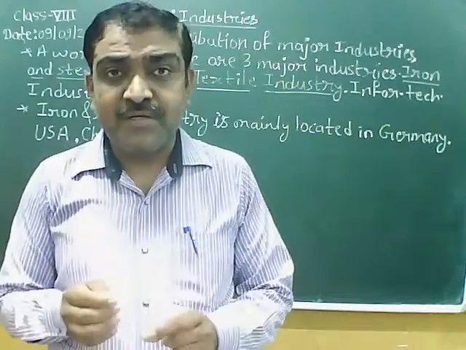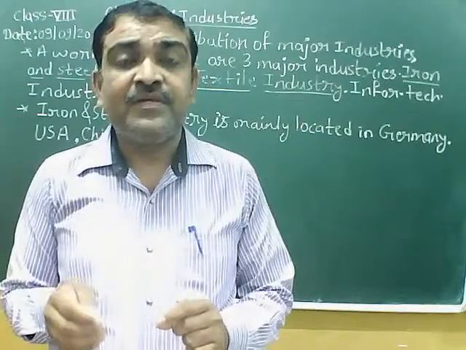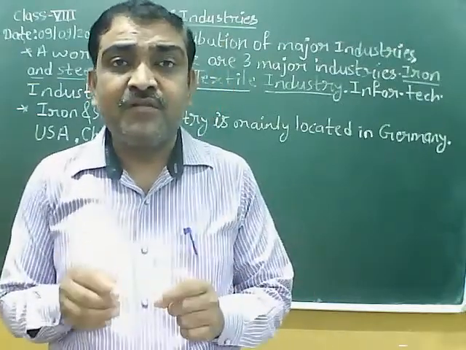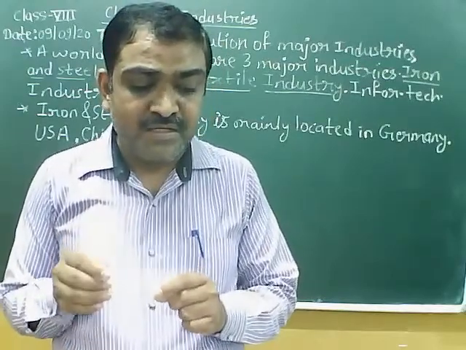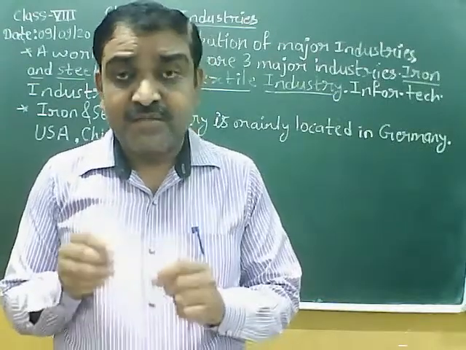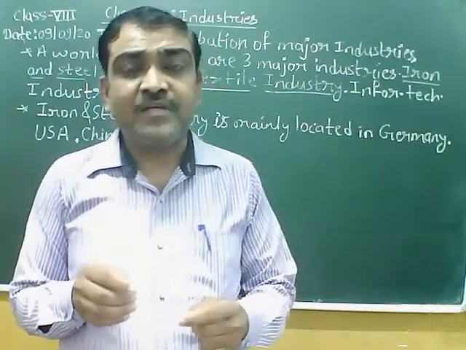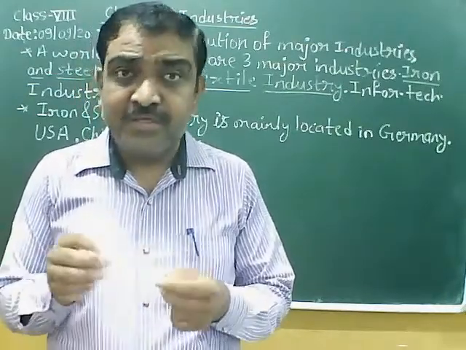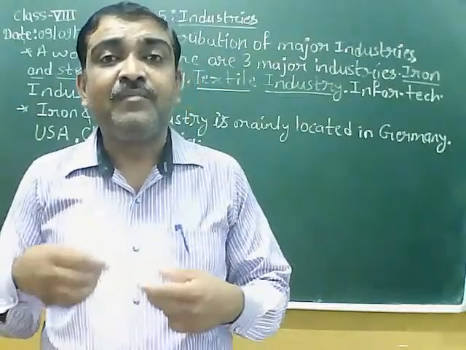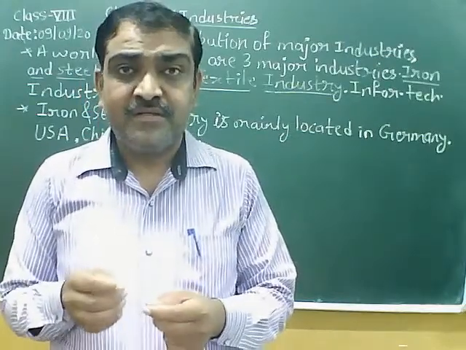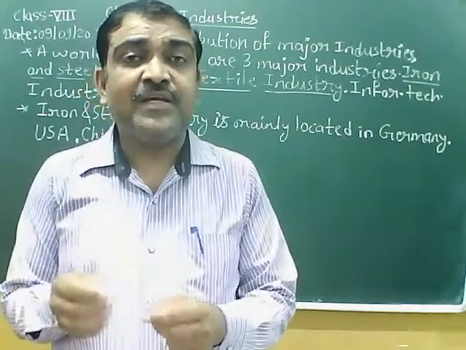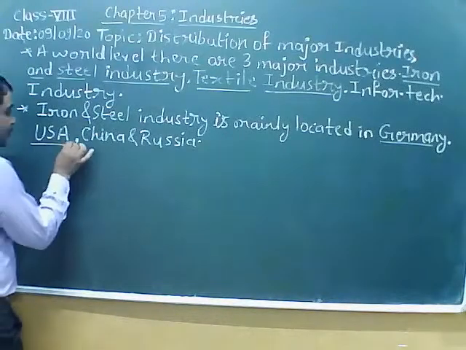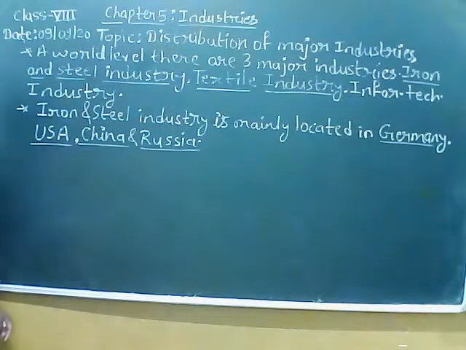If we consider the number of iron and steel plants in different countries of the world, as well as the amount of production of iron and steel, these four countries fall under the major countries where the iron and steel industry is located. Of course, in every country of the world there is a small or big iron and steel plant somewhere, but by amount of production and number of plants, the countries are Germany, USA, China and Russia. Got it?